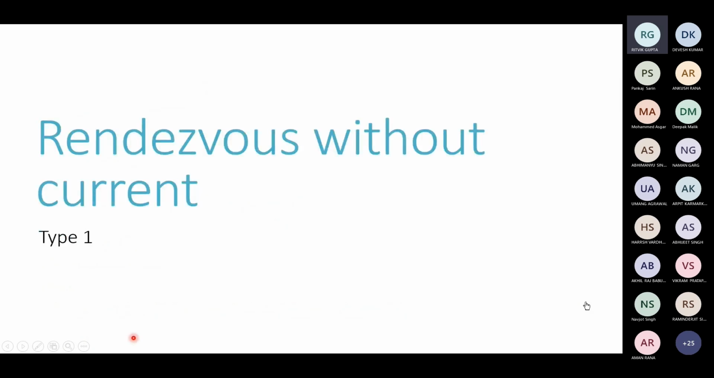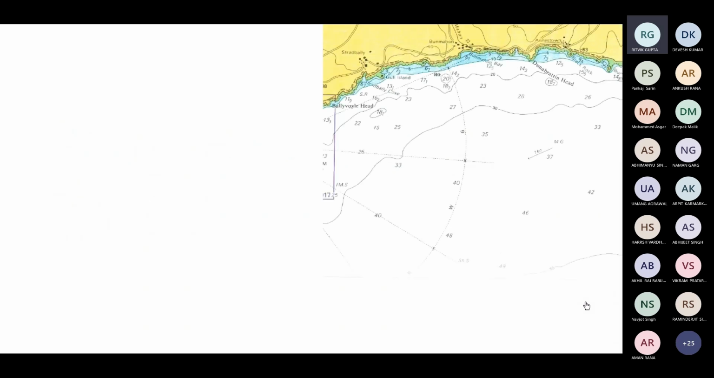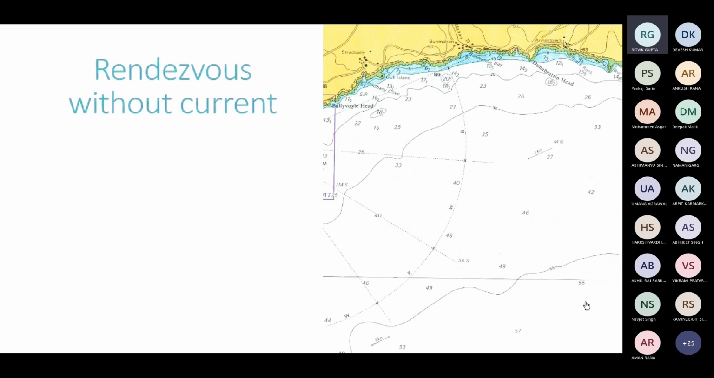So let's go into our first type of rendezvous problem, that is rendezvous without current. Let's open up the chart where we will be doing these calculations. This is rendezvous without any current.